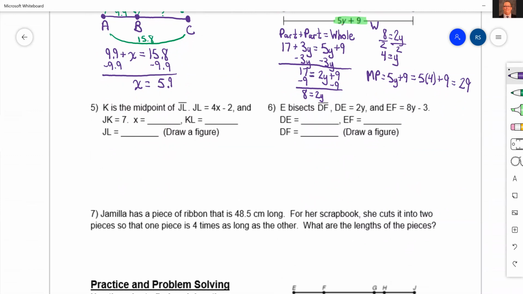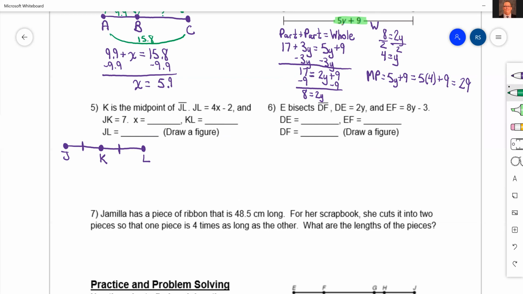Okay, number 5. It says K is the midpoint of JL. So I'm going to just stop there and draw that piece. K is the midpoint of JL. So here's JL. K is exactly in the middle. So JK is the same as KL.